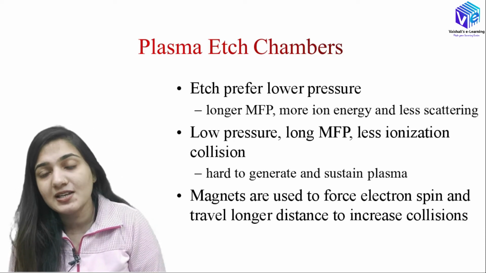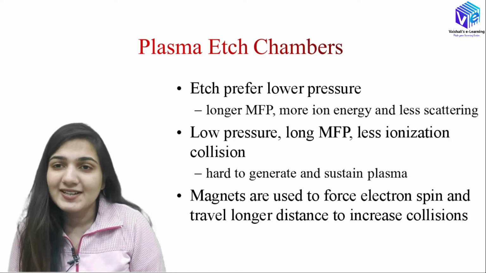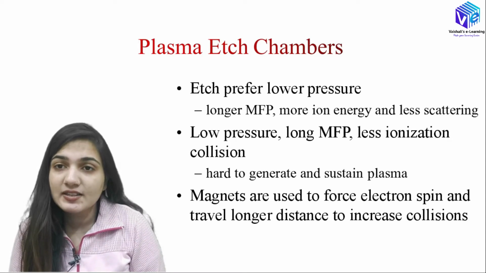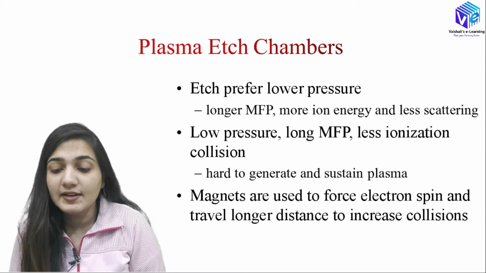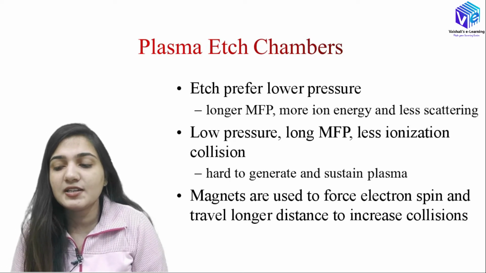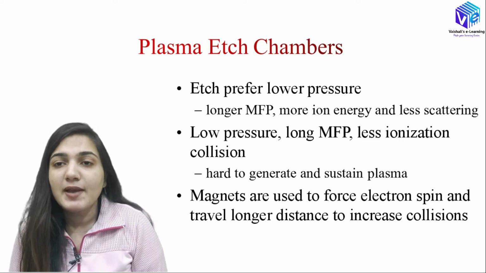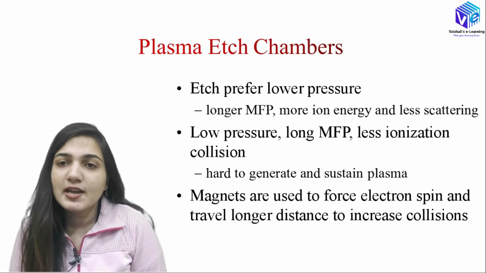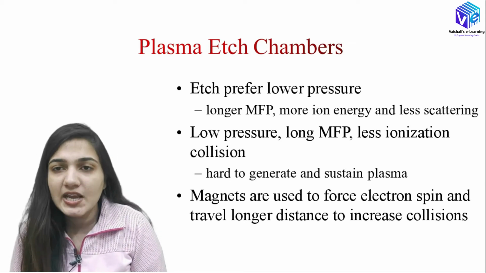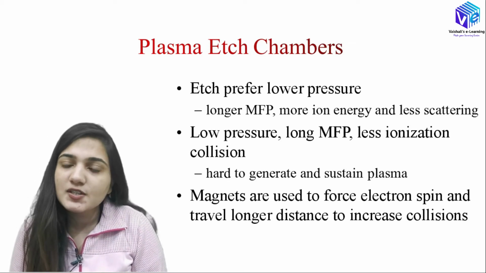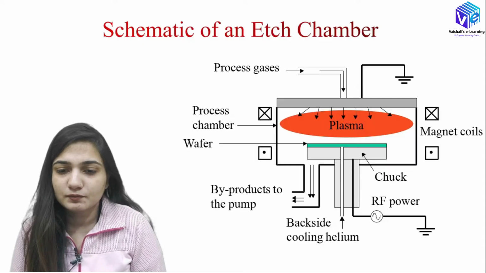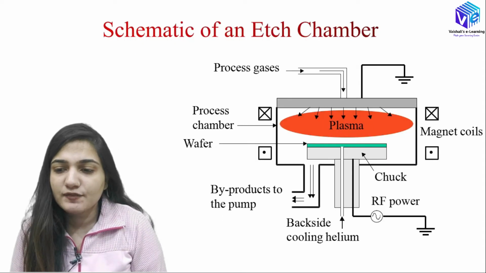But if the pressure is less, how can we generate the plasma and sustain it for a long time? For that, magnets are used to force the electrons to spin and travel a longer distance to increase the collisions, and this is the reason we are using magnets in the low density and low pressure plasma to sustain it. In the etching process we will be using magnets also. So this is the schematic of the etch chamber.